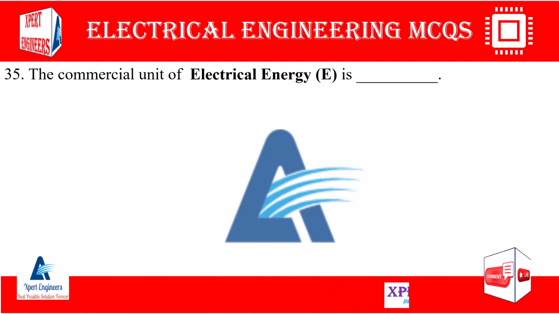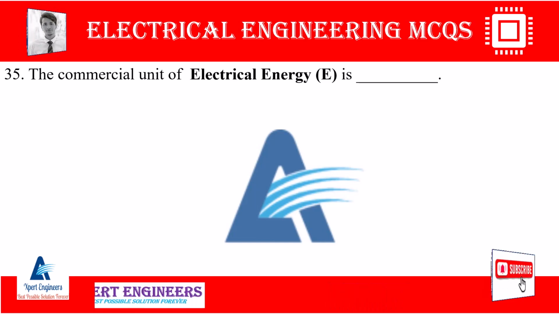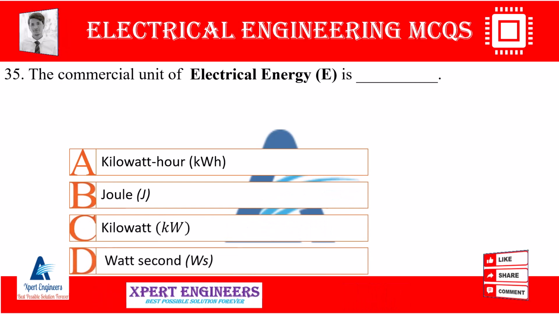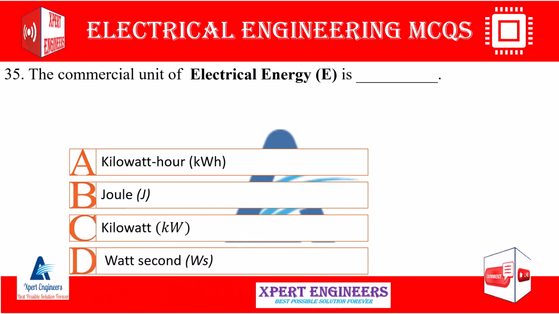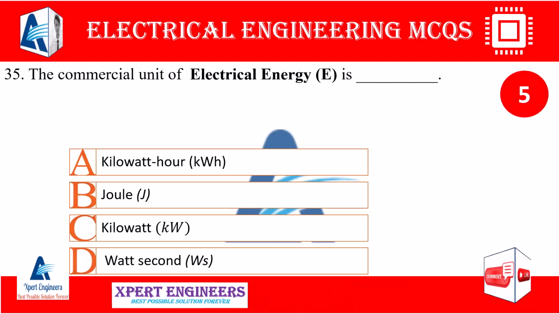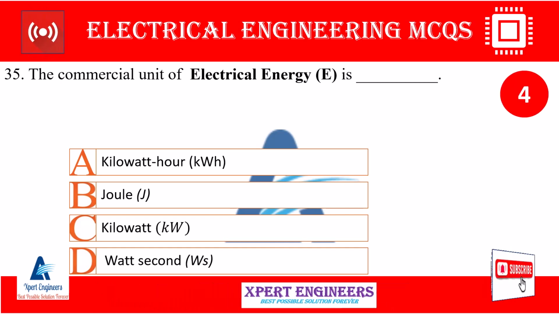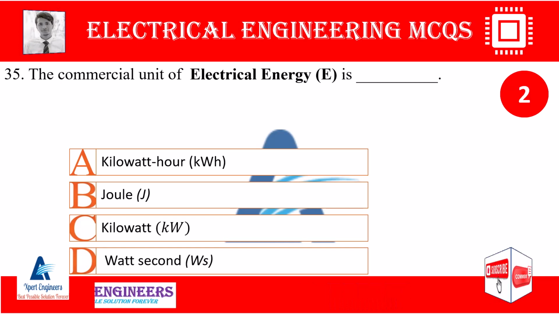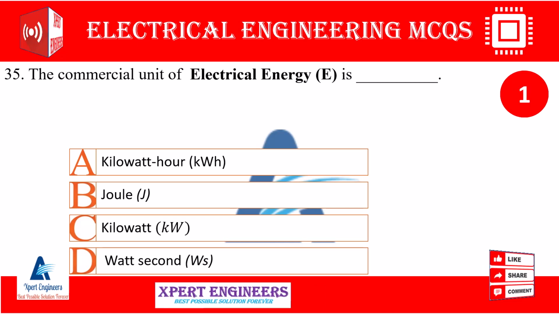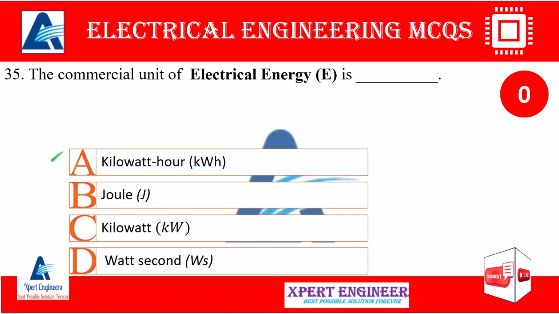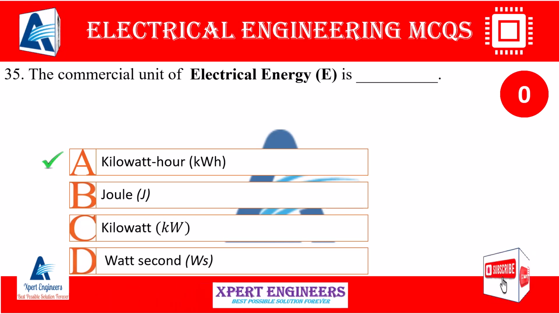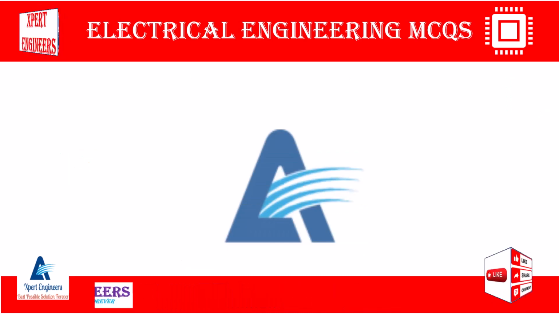Next is the commercial unit of electrical energy is dash. A, kilowatt hour, B, joule, C, kilowatt, D, watt second. The correct option is A, kilowatt hour. The commercial unit of electrical energy is kilowatt hour.